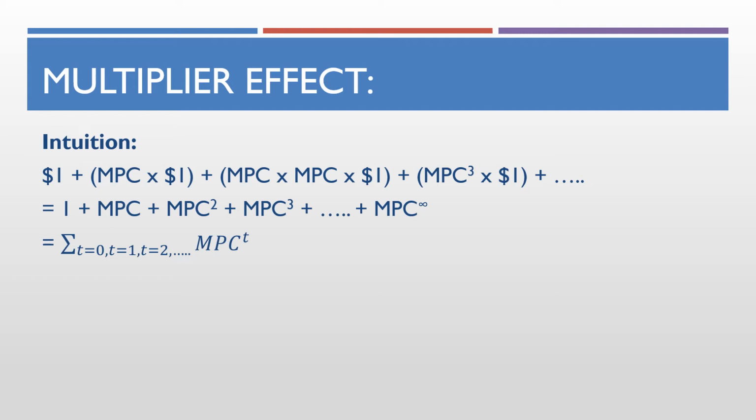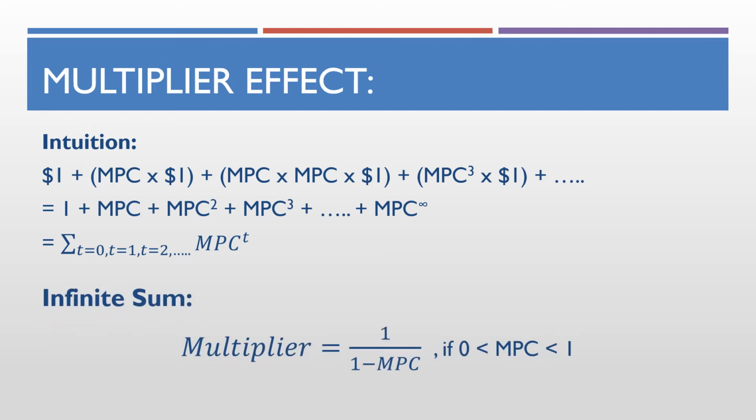The mathematics may seem very difficult to see, but don't worry, mathematicians have already solved the problem for us. This multiplier effect will be 1 over 1 minus the MPC. So for instance, if we have MPC equal to 0.75, then the multiplier effect will be 1 over 1 minus 0.75. As long as MPC is within the range of 0 and 1, this solution will always be valid.